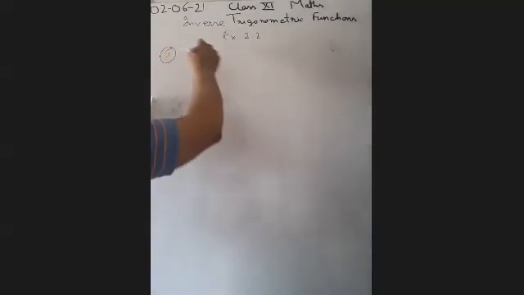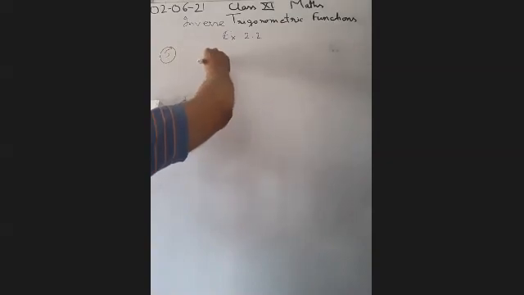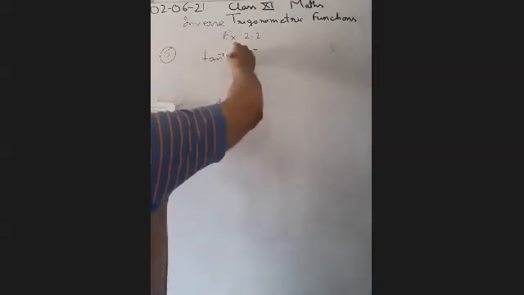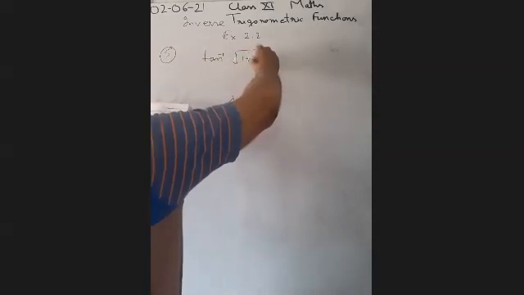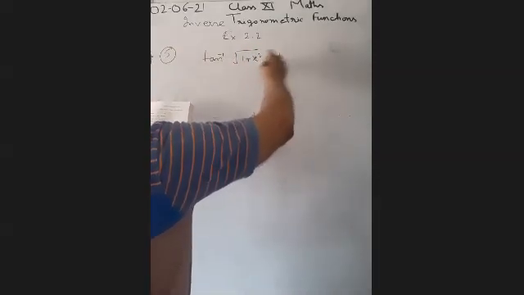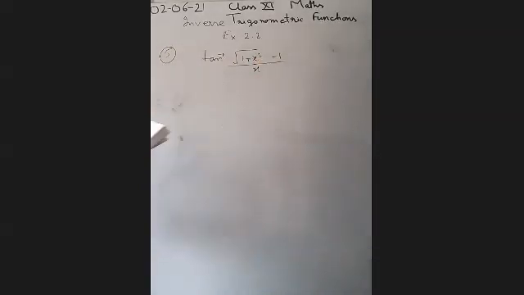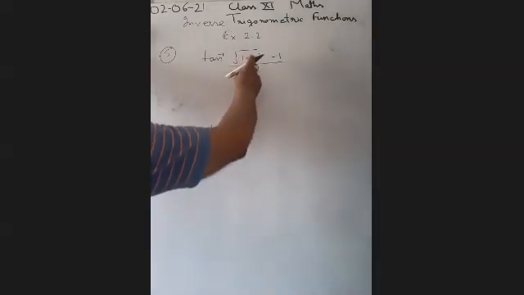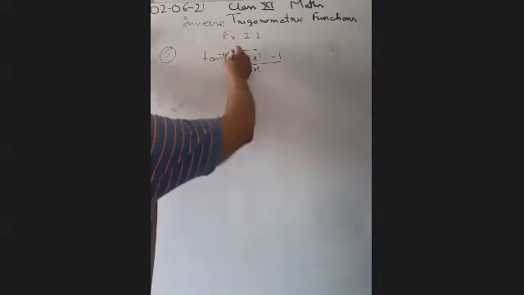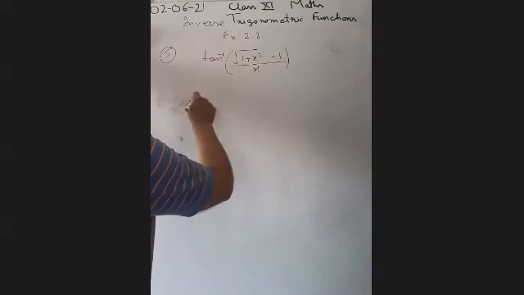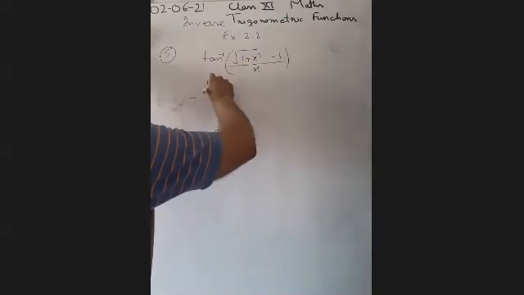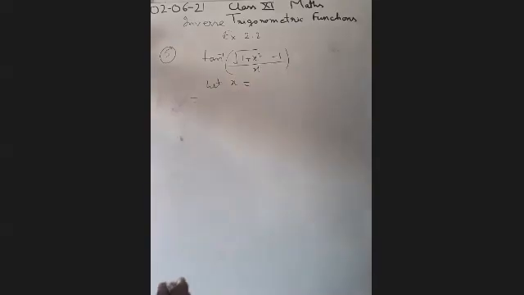See, question number 5 is tan inverse of root of 1 plus x square minus 1 upon x. Write the following function in the simplest form. So you have to write it in the simplest form. Whenever you get 1 plus x square, what value should we put to simplify? Let x be equal to tan theta.